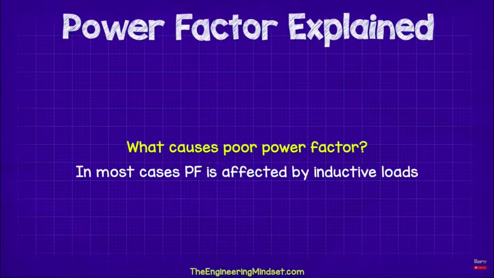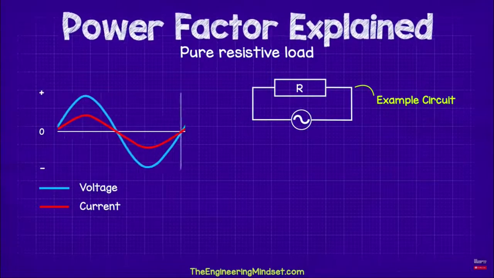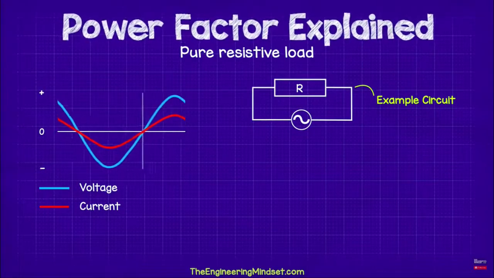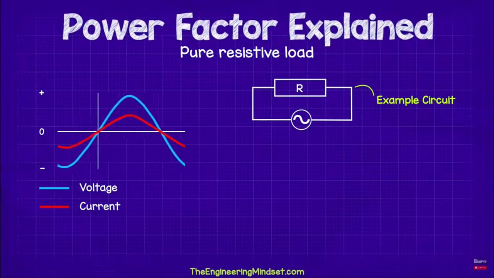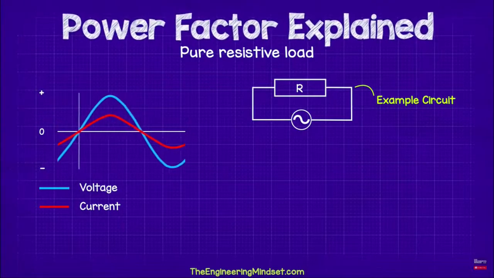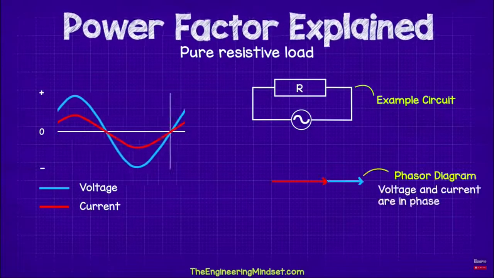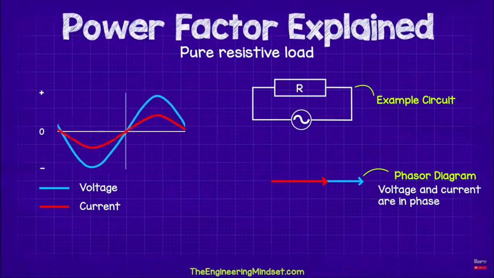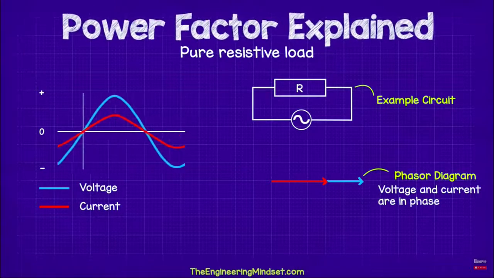So what causes poor power factor? In most cases, the power factor is affected by inductive loads. If we have a purely resistive load, such as an electrical resistive heater, then the voltage and the current waveforms would be in sync or very close. They would both pass through their maximum and minimum point and then pass through the zero axis at the same time. The power factor in this case is 1, which is perfect. If we drew a phasor diagram, then the voltage and current would be parallel, so all the energy drawn from the electricity supply goes into doing work, in this case creating heat.